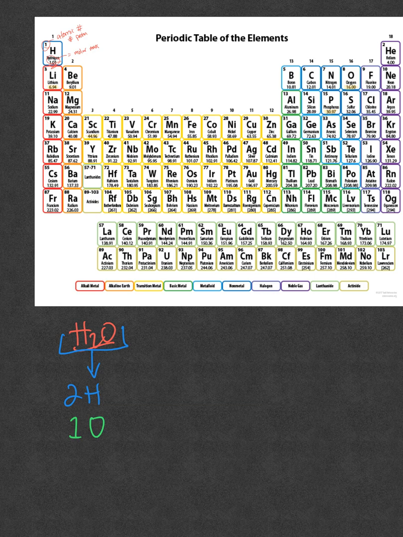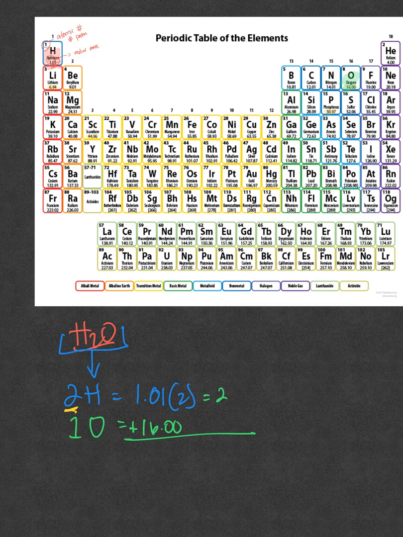So we'll look at the periodic table and we see that hydrogen has a molar mass of 1.01, and we need to take into account that there are 2 of them, so we'll multiply this number by 2. And then oxygen has a molar mass of 16.00. All you really have to do is add these up.